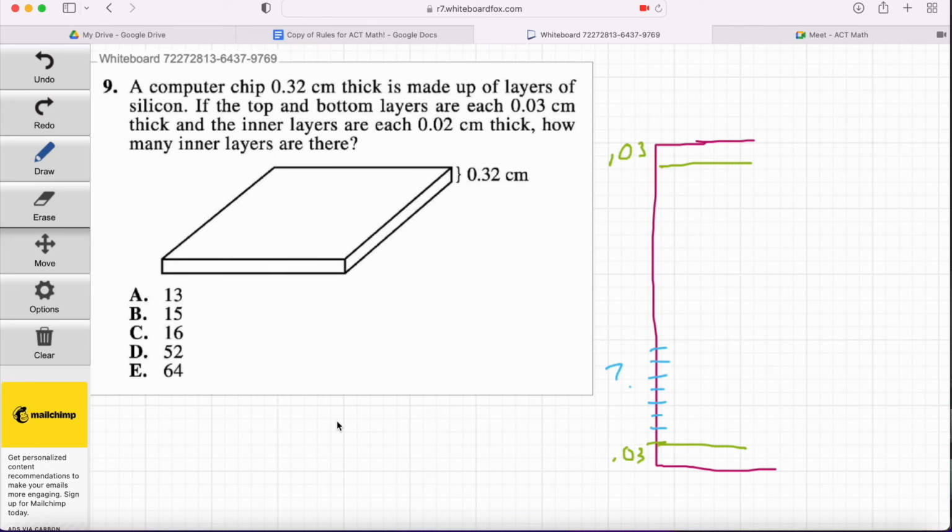Visual estimation might be kind of tricky here, but maybe there's a way to test the answer choices. Yes, I think there is. Right? You know, like solving it. There's a way to solve it.